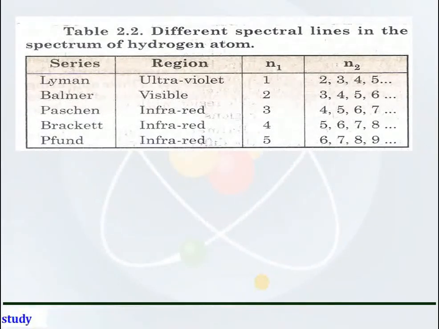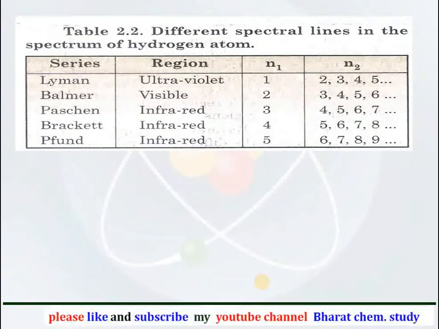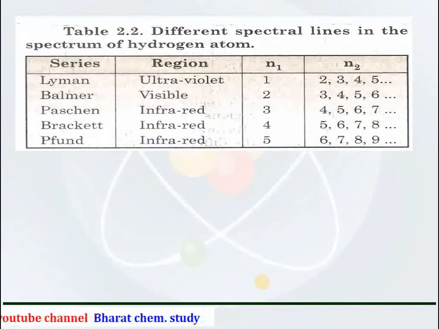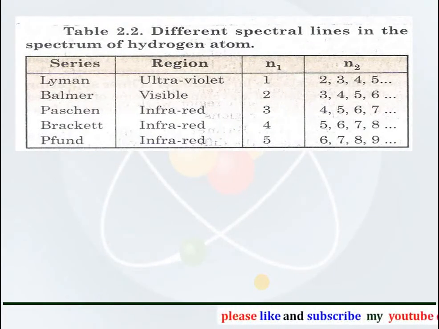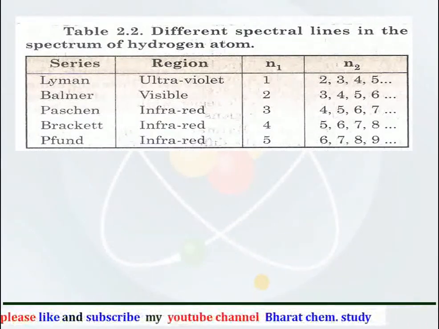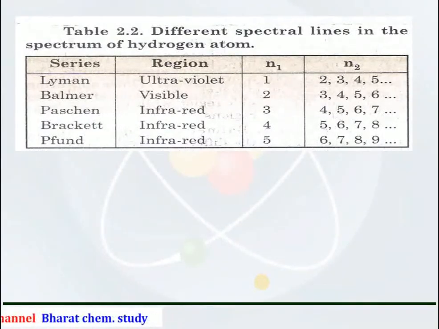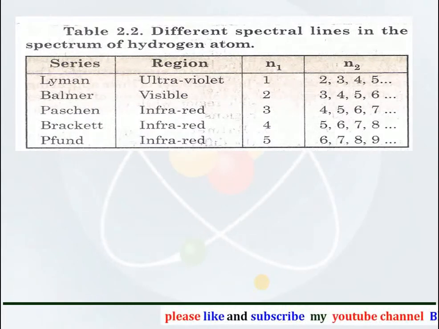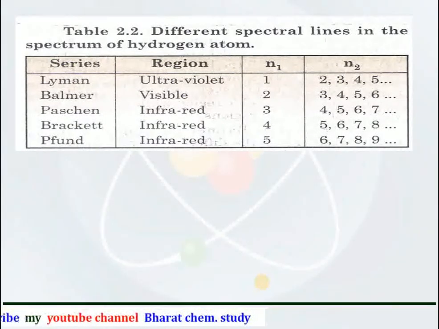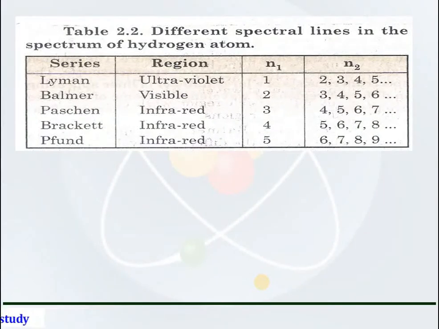In Paschen series it is visible in infrared and n1 value for Paschen series is equal to 3 and n2 value may be 4, 5, 6 or 7. For Brackett series it is visible in infrared region, and for that n1 value is equal to 4 and n2 value will be 5, 6, 7, 8 and so on. For Pfund series it is also visible in infrared region and for that n1 is equal to 5 and n2 will be 6, 7, 8, 9.